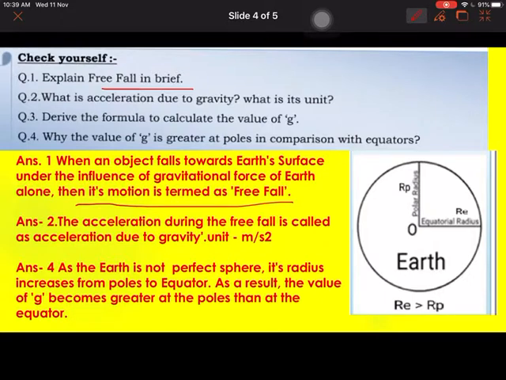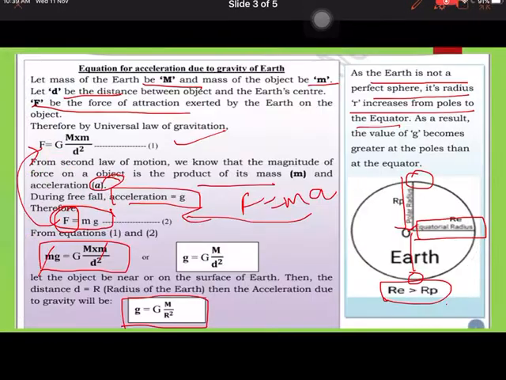Why is the value of g greater at the poles in comparison with the equator? As the Earth is not a perfect sphere, its radius increases from poles to equator. As a result, the value of g becomes greater. And you can draw this diagram also. For question number 3, you can see the last slide.